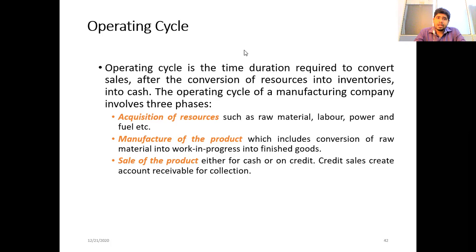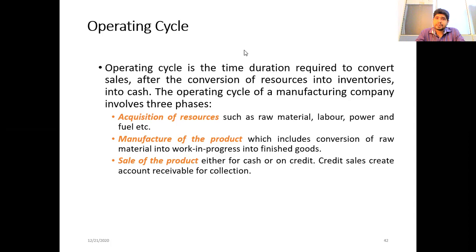It's one cycle. The operating cycle of a manufacturing company involves three phases. Number one, acquisition of resources, just purchasing resources such as raw material, labor, power, fuel, etc. And the second phase, once they have purchased, they start the production process. Manufacturing of product is not one activity, it's a collection of many activities, therefore it's called a process.